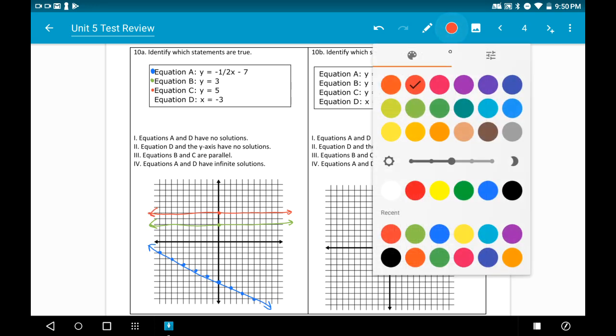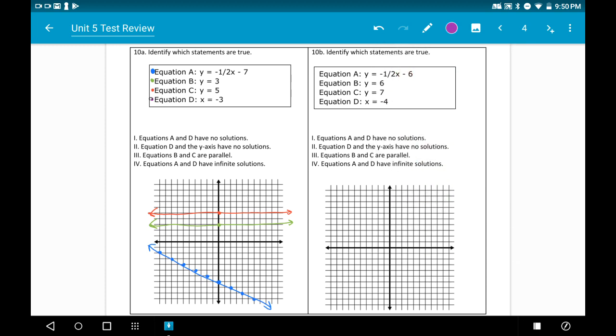And last we have x equals -3. That one will be purple. So x equals -3 is vertical. Any x equals is a vertical line. So this time I'll go to where x is -3, which is right here. And I'm just going to draw a vertical line at that point.